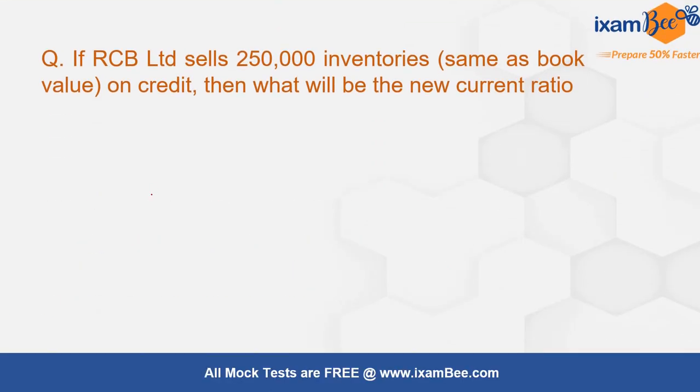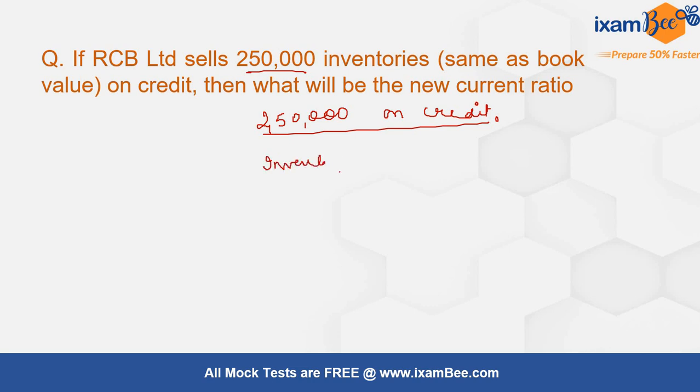Next question, it is the same question, extended. If RCB sells 2,50,000 worth of inventories on credit, what will be the new current ratio? So guys, when you sell 2,50,000 worth of inventory, your inventory, which has an original value of 10 lakh, will go down by 2.5 and the new value will be 7.5.